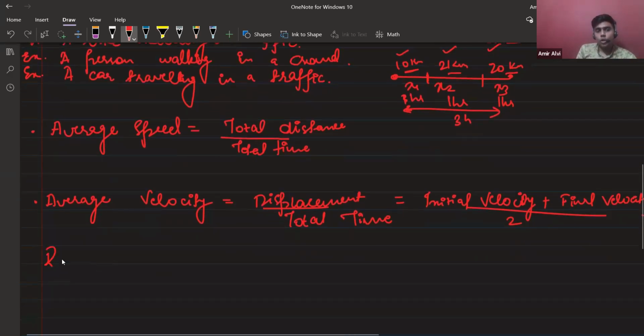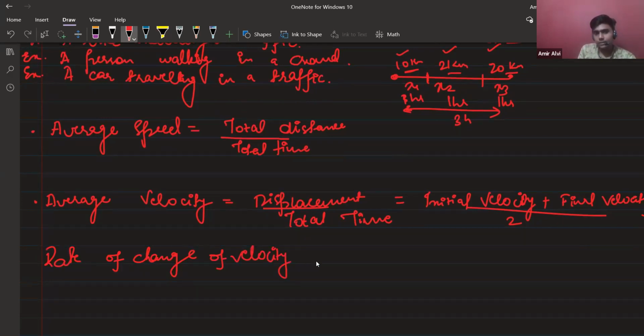Rate of change of velocity is called what? Can anyone tell me? Acceleration. Sir, acceleration. Very good, Alvina. That is acceleration. Very good, Rima. Rate of change of velocity is called acceleration.